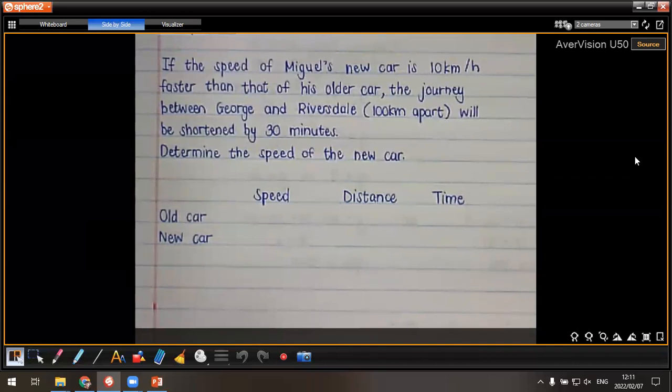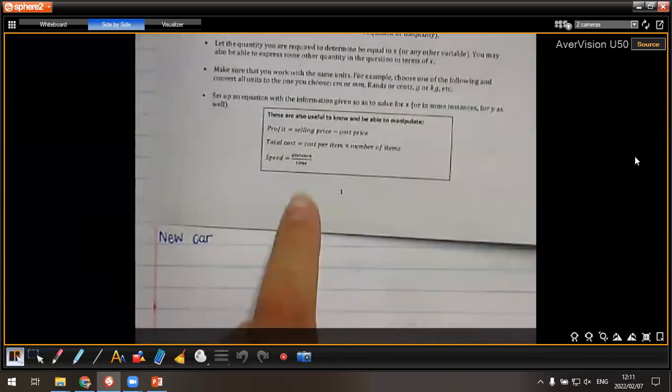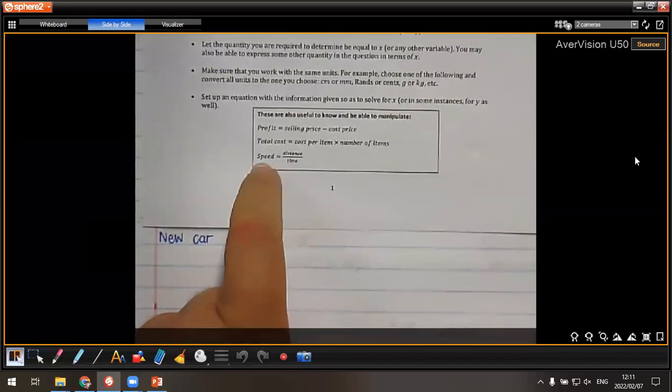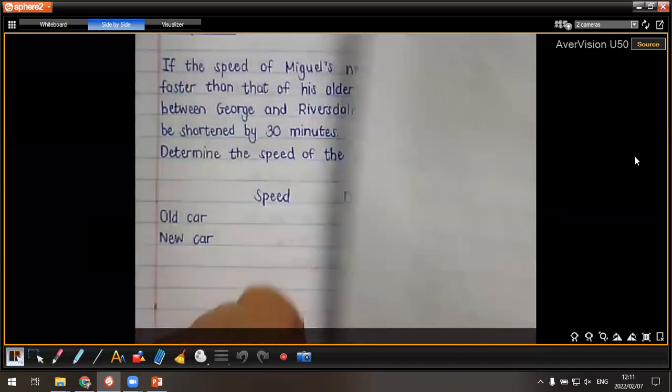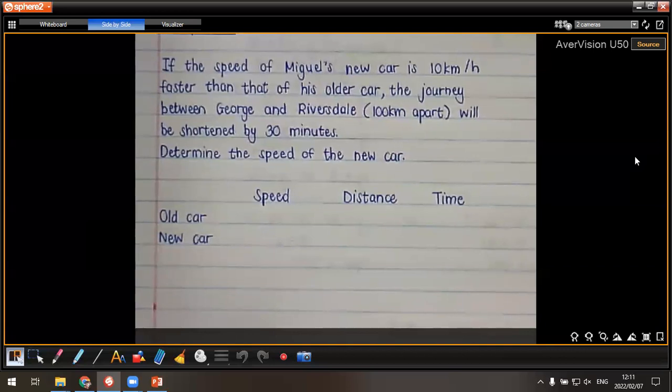And guys, the reason for that is because that order is going to help you to remember the formula. The speed, distance, time formula is also on this page that I handed out the other day, and I'm going to write it down now as well. It is there at the bottom. I know it's very small, but it says there that speed is distance over time.